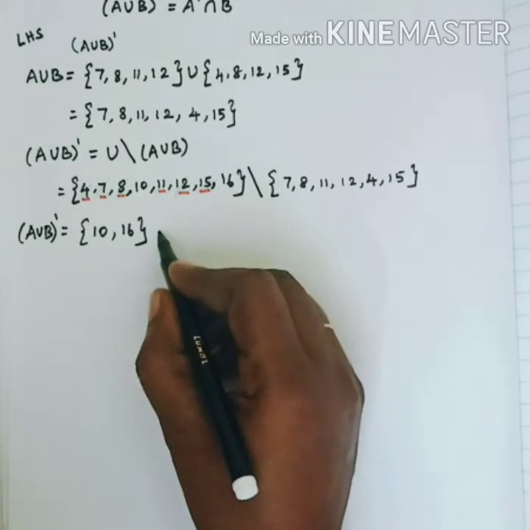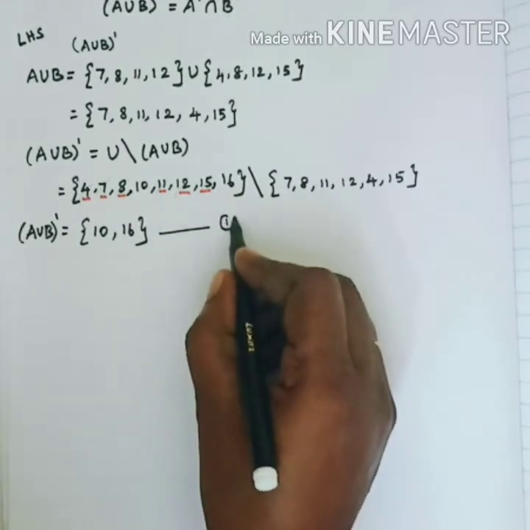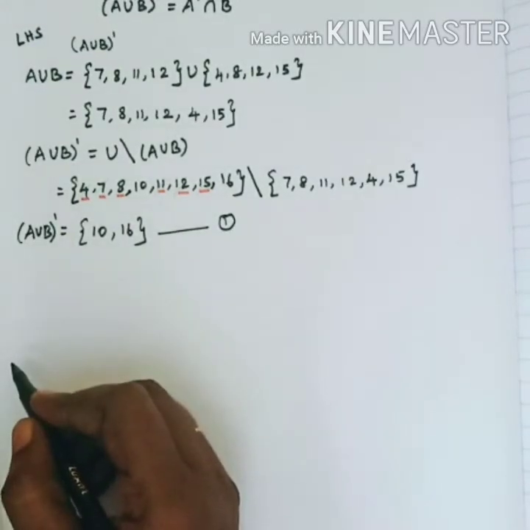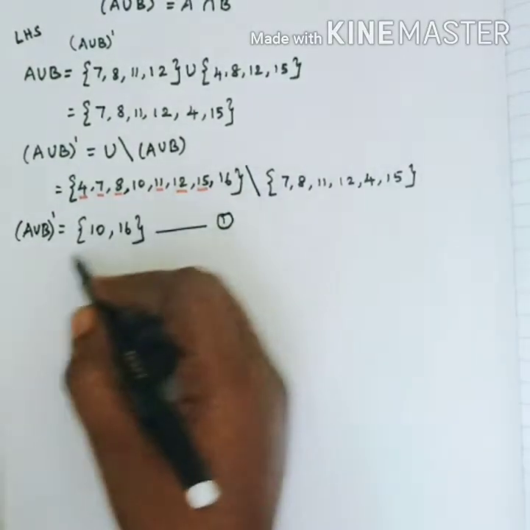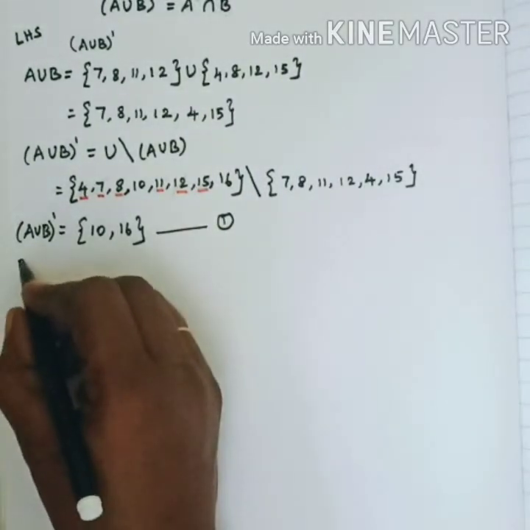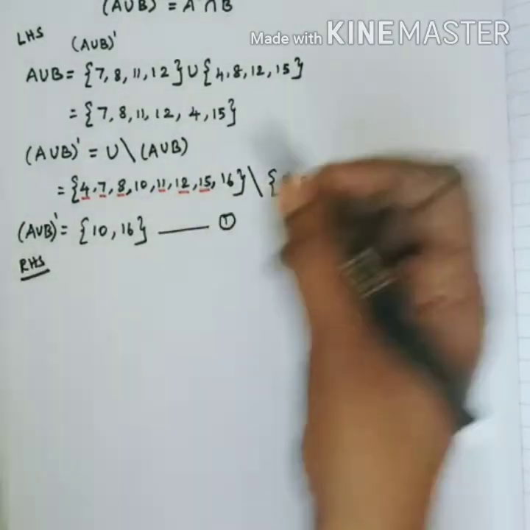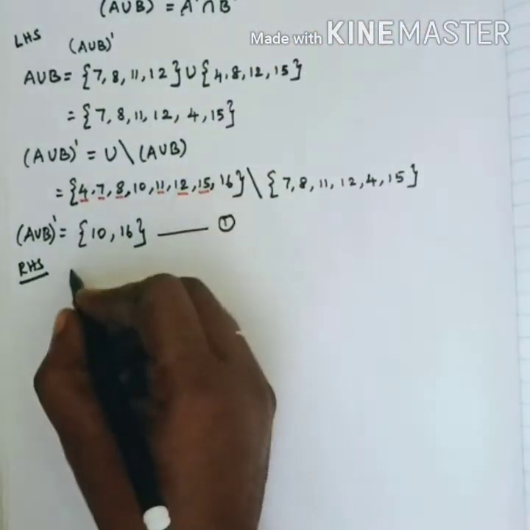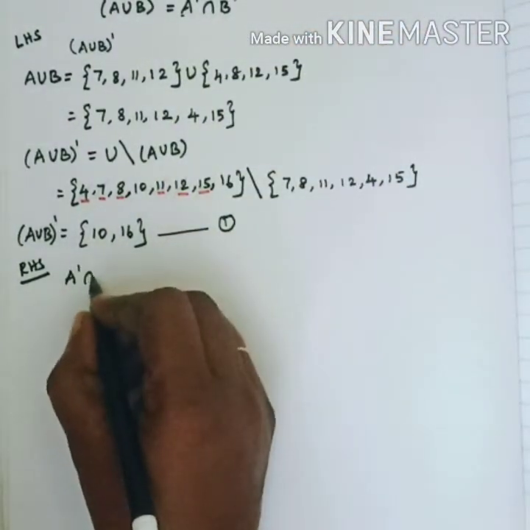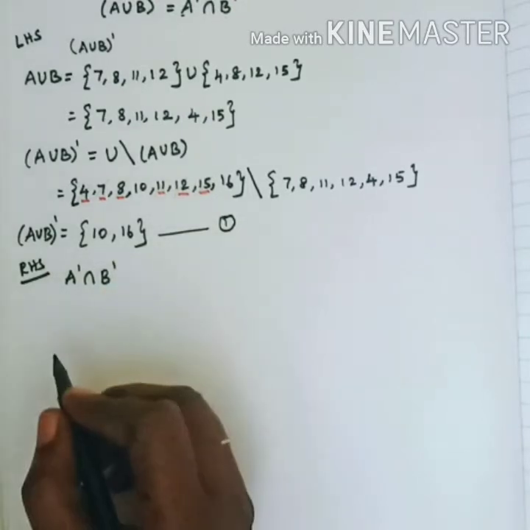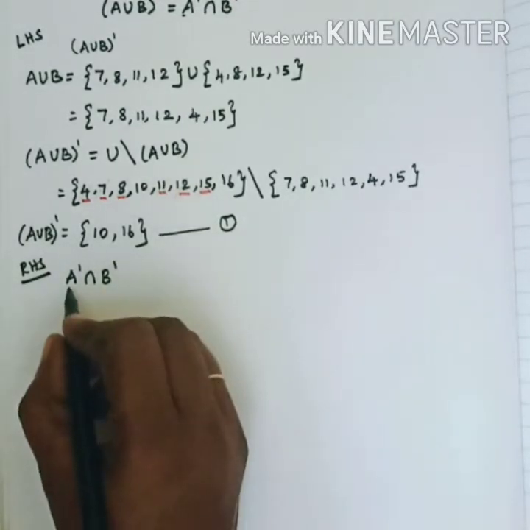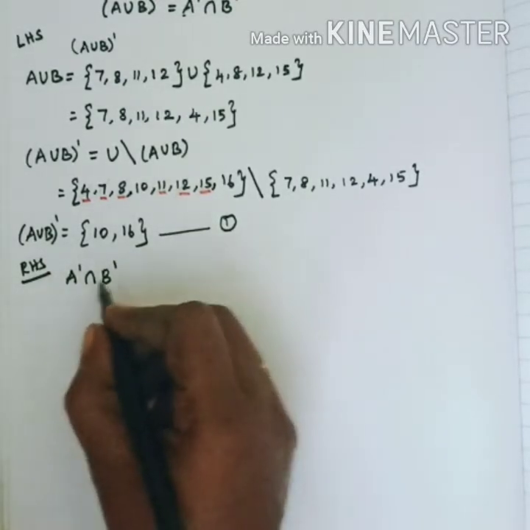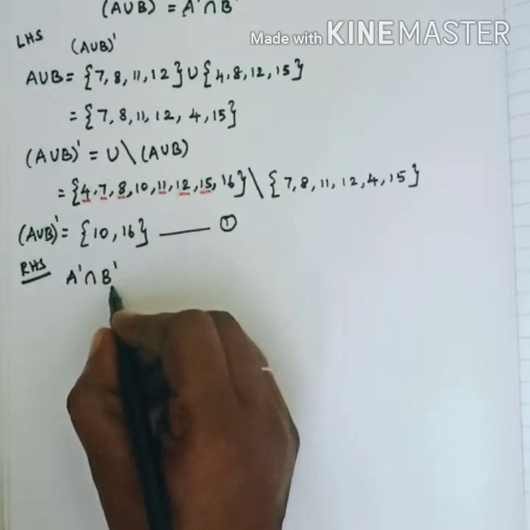This is your left hand side, so this is equation number 1. Now we have to identify the right hand side, RHS. On the right hand side we have A dash intersection B dash. Here first we have to identify A dash and then we have to identify B dash.